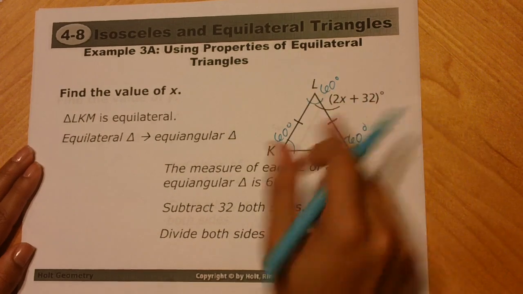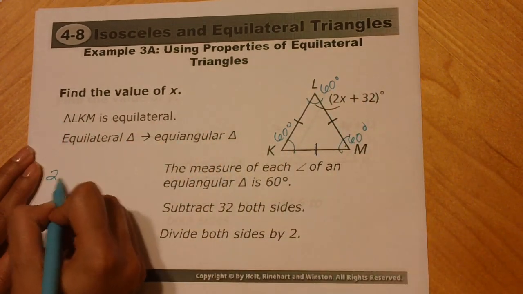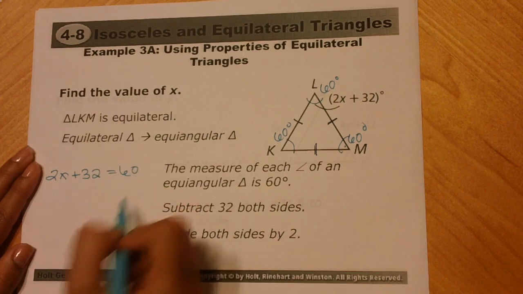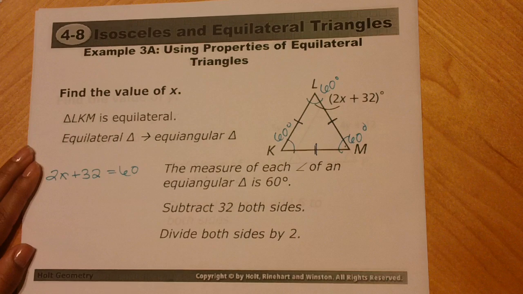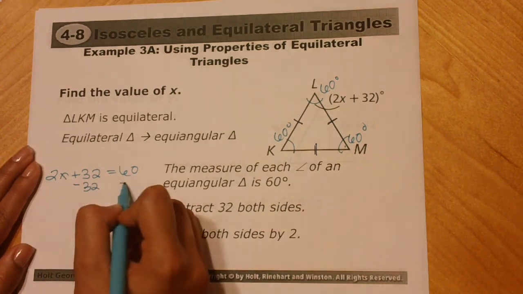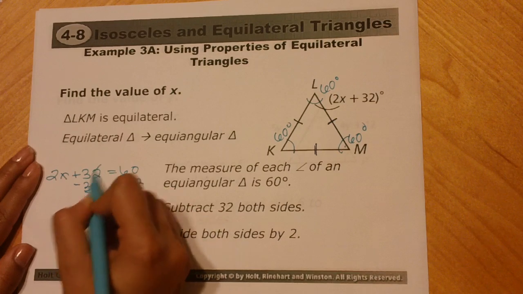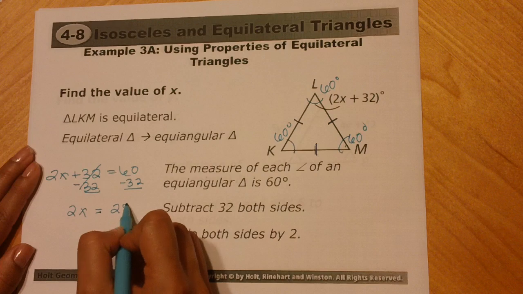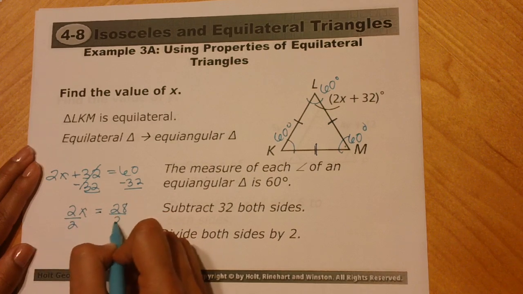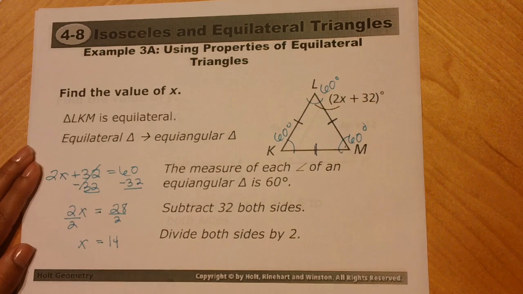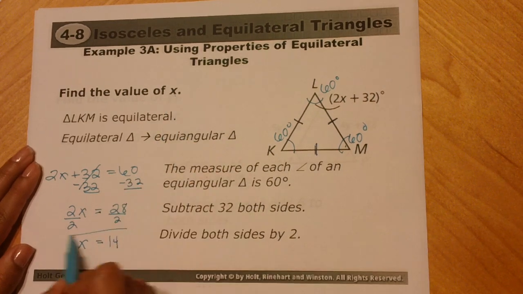Which means that this 2x plus 32 is going to equal 60 degrees. Now that I have that equation, I can solve for the x. So if I subtract 32 from both sides, that gives me 2x equals 28. Divide both sides by 2, I get x equals 14, which is what I was trying to find.